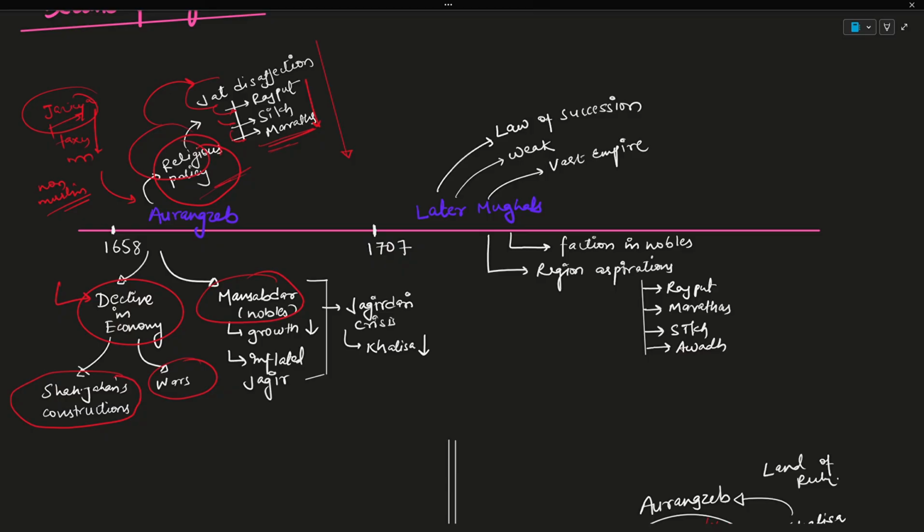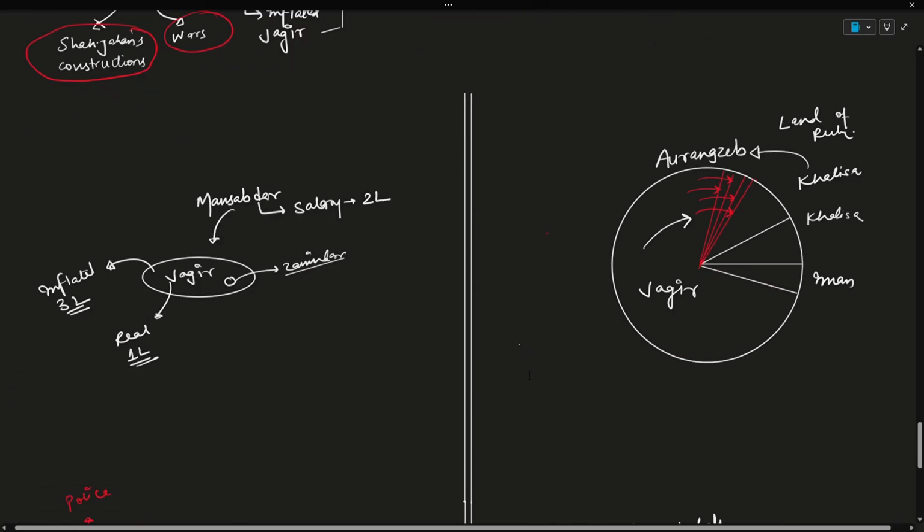But as time passed, in the case of Aurangzeb, the Mansabdar system declined. We will now discuss how this Mansabdar system declined, because in the last lecture we learned how beneficial this Mansabdar system was for the economy of the Mughal Empire. But now we will see how this Mansabdar system was one of the reasons for the decline of the Mughal Empire. Okay, so we will learn this.